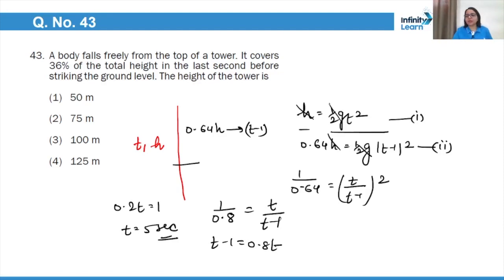Now let's put the value of t in first equation. So it is half into 10 into 5 into 5. So total height will be 125 meter, which is option 4.